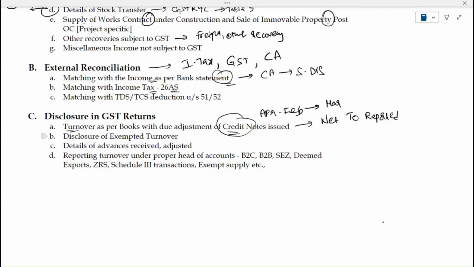Details of advances. Now in GST returns, please keep in mind, along with your income in the P&L account, money received in advance, whether I have disclosed it, whether I have adjusted it. Reporting of turnover under the proper head, that is B2C, B2B, SEZ, deemed exports, zero rated supply, Schedule 3 transactions, exempt supply.